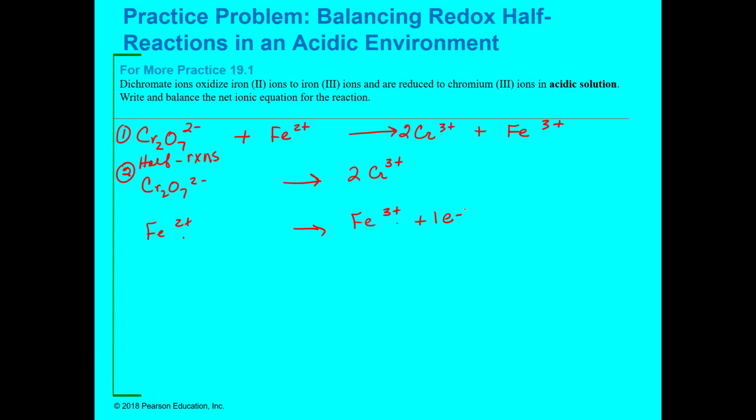But the dichromate one's going to be a little more involved because, all right, I balanced my chromiums, right? I have to do this before I do the electrons, okay? So I'm balanced with chromiums, but I'm not balanced with oxygens. When I balance an oxygen, I do it with water. So I have to add, how many oxygens do I need on that right side?